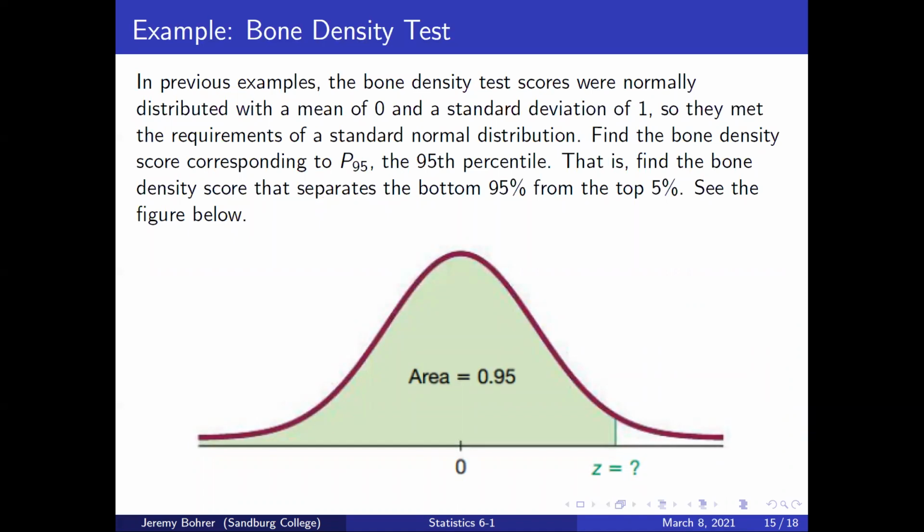In previous examples, the bone density test scores were normally distributed with a mean of 0 and a standard deviation of 1, so they met the requirements of a standard normal distribution. Find the bone density score corresponding to P95, the 95th percentile. That is, find the bone density score that separates the bottom 95% from the top 5%. See the figure below.